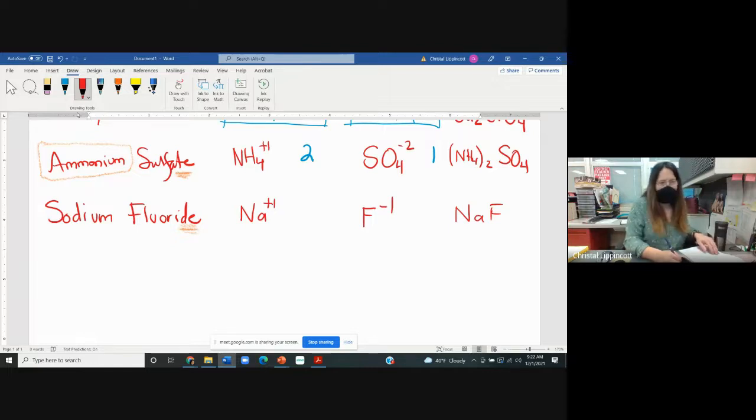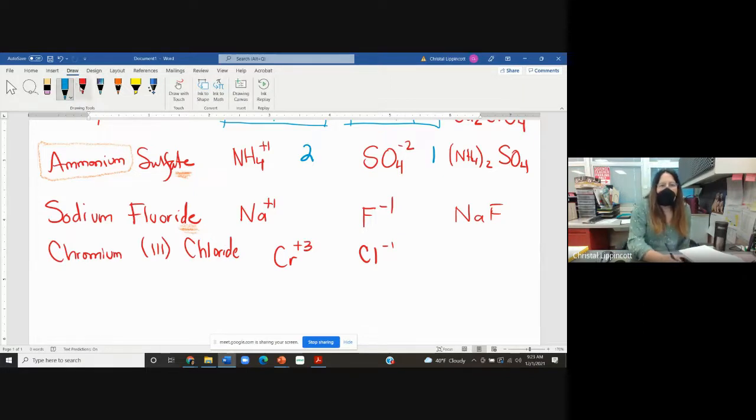All right, so here's another one. This is chromium 3, and this is chloride. So where is this going to come from? Periodic table. So this is chlorine with a -1. I need to find the least common multiple between these, which is 3. So I'm already at 3 here, but I'm going to need 3 of these. So when I write this out, this becomes CrCl3.